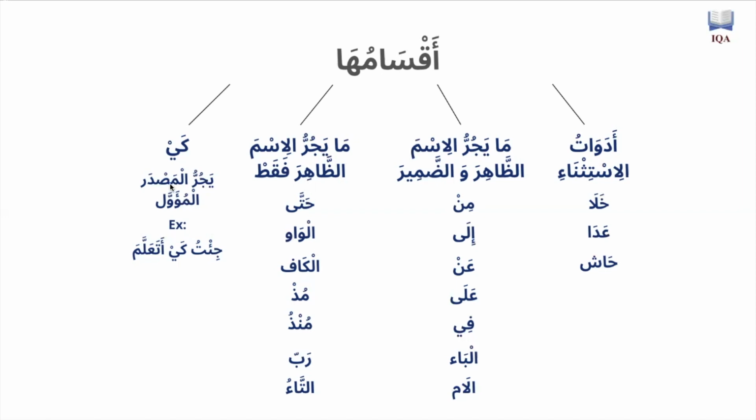Then finally, the last one is كي. Kay is a very special حرف جر that يجر المصدر المؤول, that is going to make what's called al-masdar al-mu'awwal majrurun. So kay is a harf that's only going to make what's called المصدر المؤول مجرور. So I'll say, for example, جئت كي أتعلم. أتعلم is a مصدر مؤول and it's في محل جر because of kay.